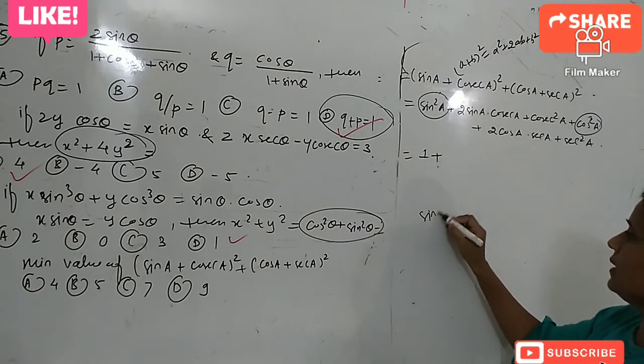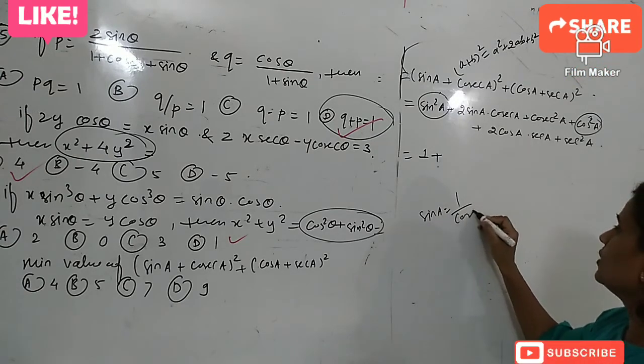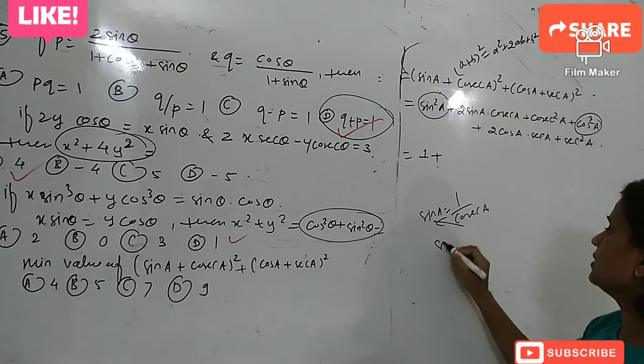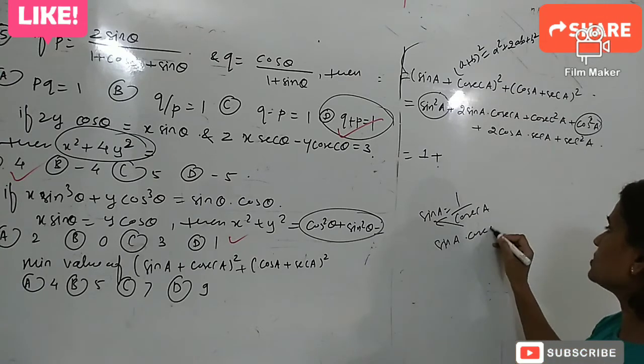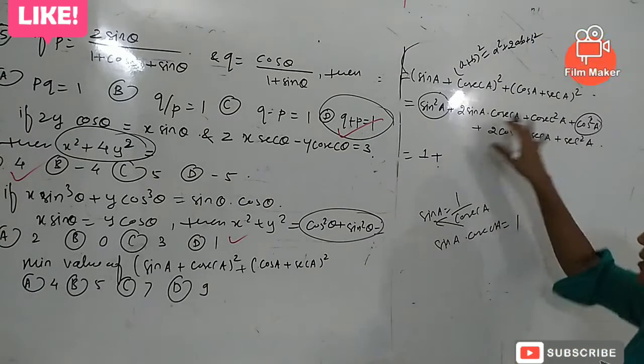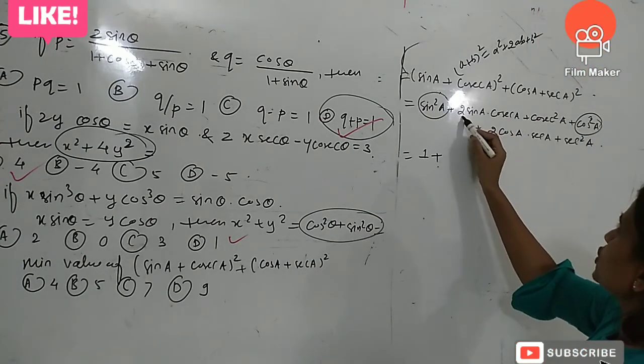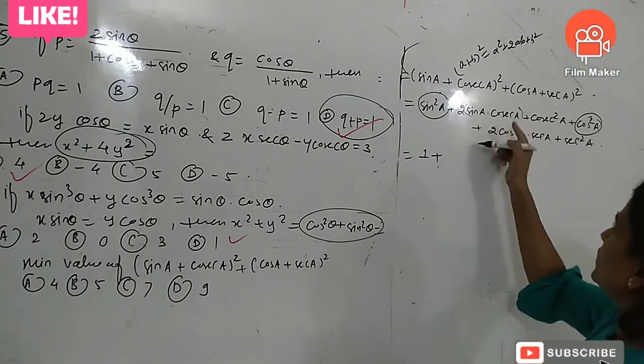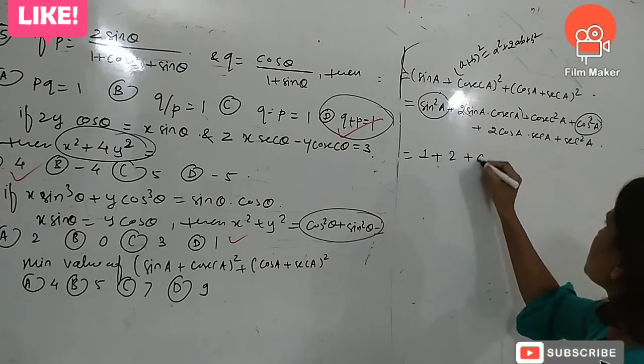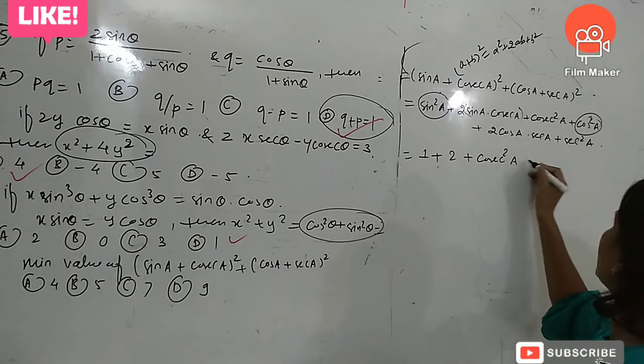Okay, sin A is equal to 1 upon cosec A. So this product sin A into cosec A, this product is 1. So I am just using that formula here. So this 2 and this product is 1. So 2 into 1 it is 2 plus cosec square A.